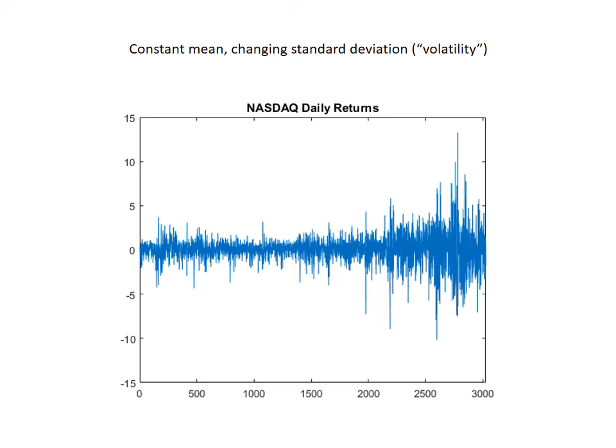And this is sort of the opposite. Instead of having a changing mean and a constant standard deviation, here we have a constant mean and a changing standard deviation. These are NASDAQ daily returns, so day-to-day changes in the value of NASDAQ. And so some days it goes up, some days it goes down. Overall, if we track this over a very long period of time, we might end up at the same place where we started, but over the course of that time, you're going up and down a lot.